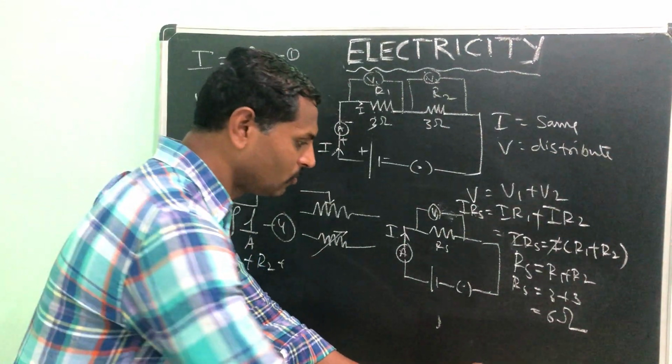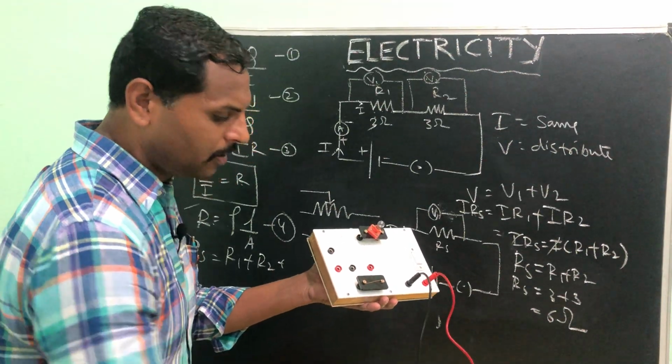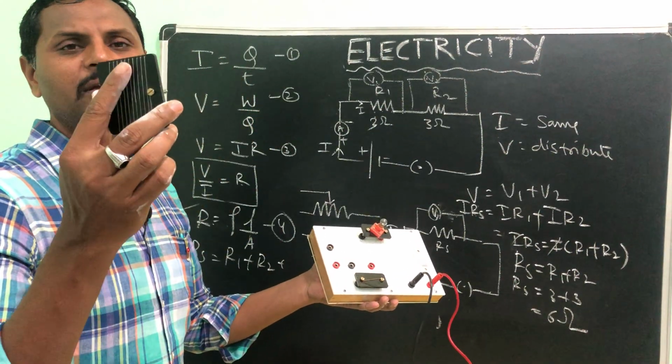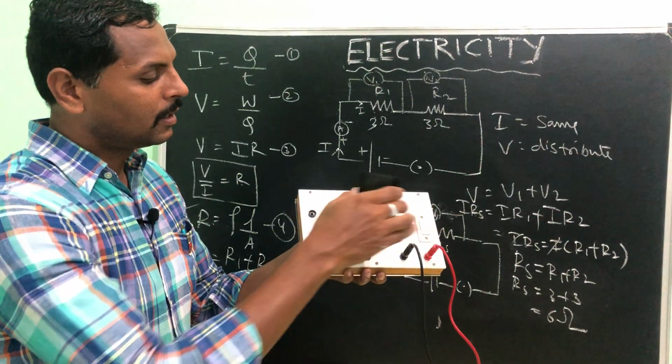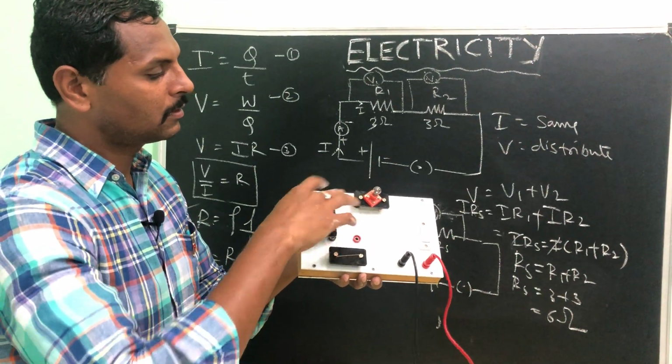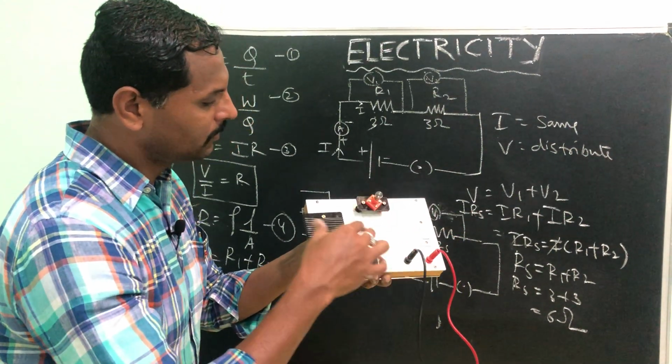See here, I will show you one more time. Here I have a resistance which is having a long length of wire. You can see here it is not working.